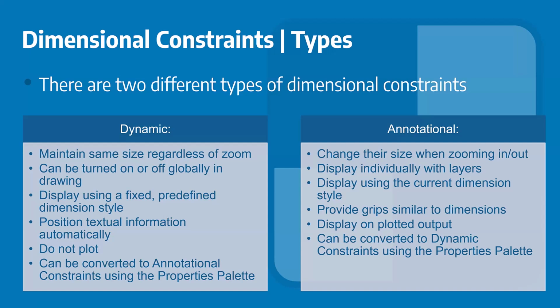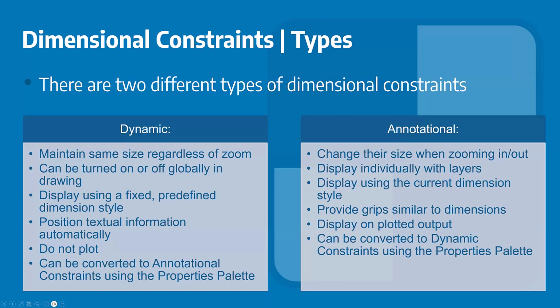Display using a fixed predefined dimension style. So we have no control over the dynamic display of the dimensions. It will position textual information automatically, and these dynamic dimensional constraints do not plot. They can be converted to annotational constraints using the properties palette. So they can be converted into dimensions that can be plotted.